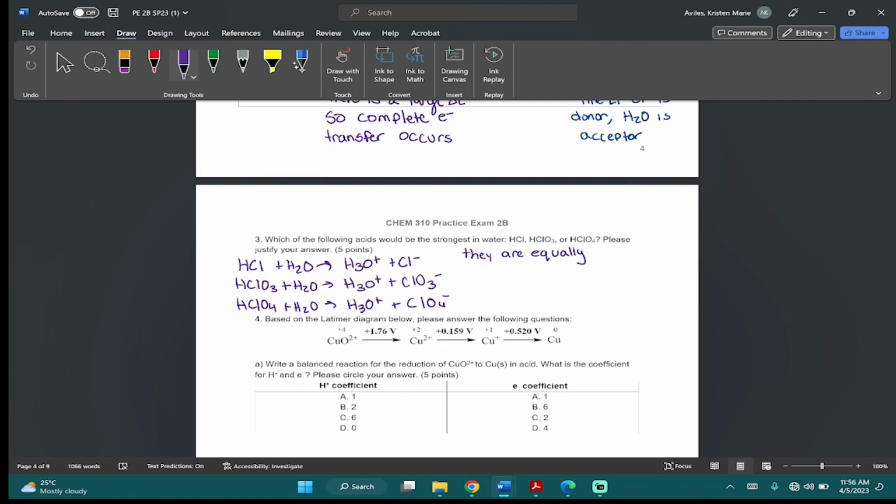Yes, but specifically in water. We talked about the discrimination effect earlier today. What's the opposite of the discrimination effect? The solvent leveling effect. So when we have all 3 of these acids in water, they all produce the same acid, H3O+, which is the strongest acid that can exist within our solvent leveling window of water.